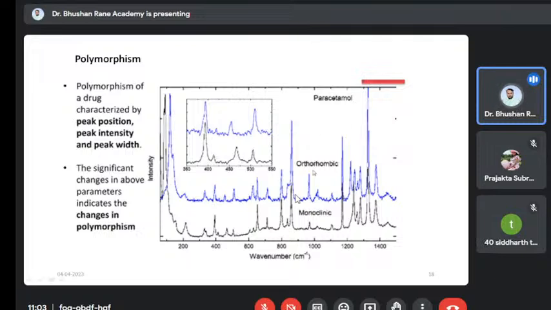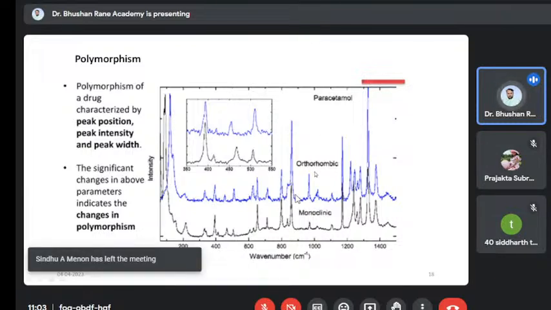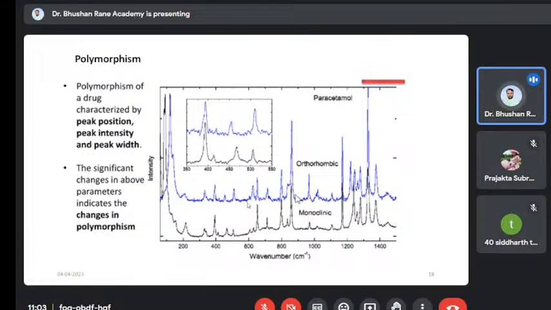paracetamol. So if you added orthorhombic paracetamol, that particular form of drug molecule in the formulation, and if the peak at 460 centimeter inverse is shifted to 470 centimeter inverse, that indicates that the paracetamol orthorhombic has been converted into the monoclinic form. And in many cases, some polymorphic forms of the compound are therapeutically inactive. So that's why it is important to check whether the molecule undergoes polymorphism or not.